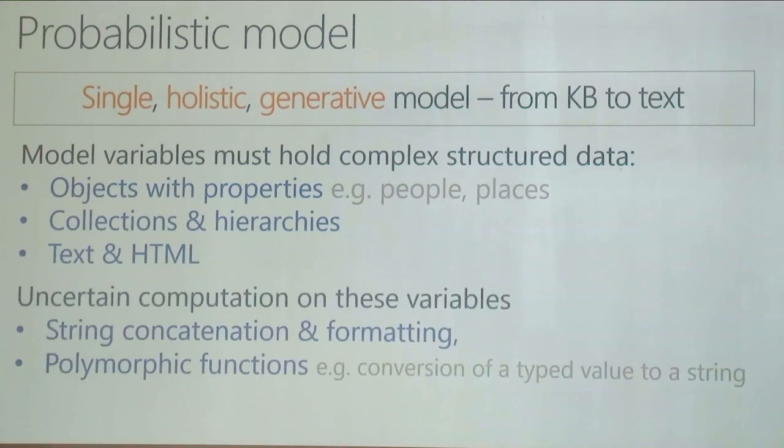Now, in addition to this, we need to be able to maintain uncertainty in our model. So we're going to be learning from the entire web, and there's ambiguity, there's incompleteness, there's noise, and so on. So we want to be able to represent uncertainty in each of these complex variable types. So we need distribution types over each of these variable types. And we need to do computation in the presence of that uncertainty.